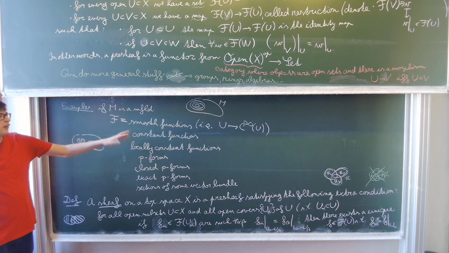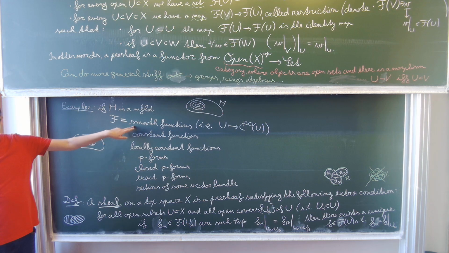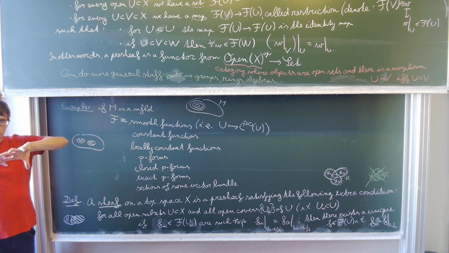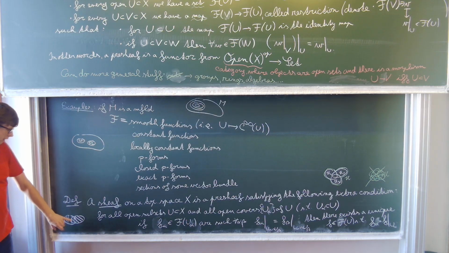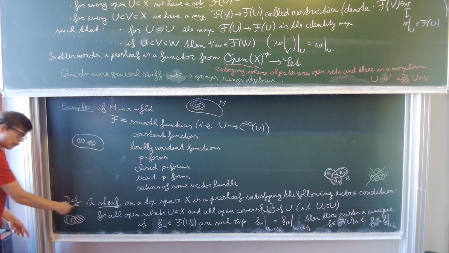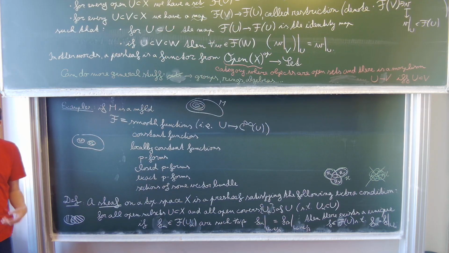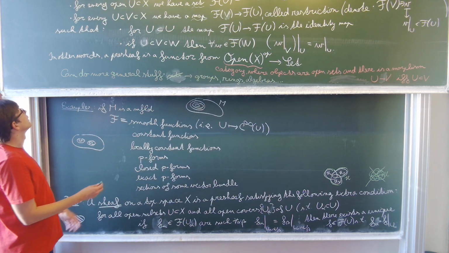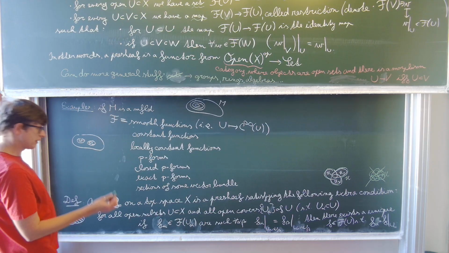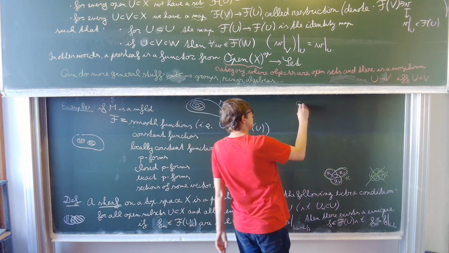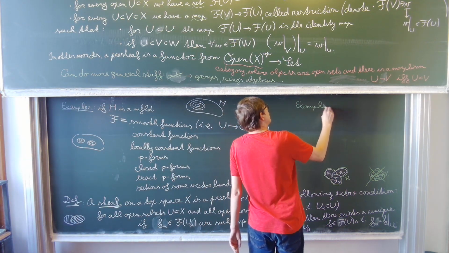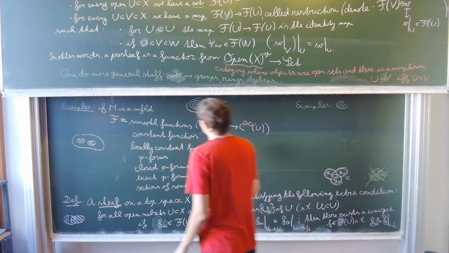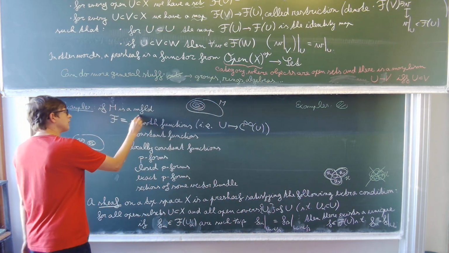So, smooth functions, are they a sheaf? Do they satisfy the gluing condition? If I have two smooth functions defined on that picture here, and they coincide in the middle, are they smooth? Do they correspond to a smooth function on the whole thing? Yes. So how should I mark this? Let's say examples will be using the green color. So this one is a sheaf.